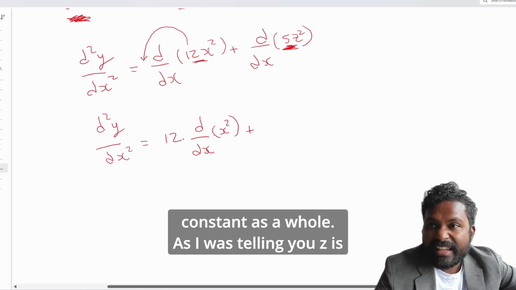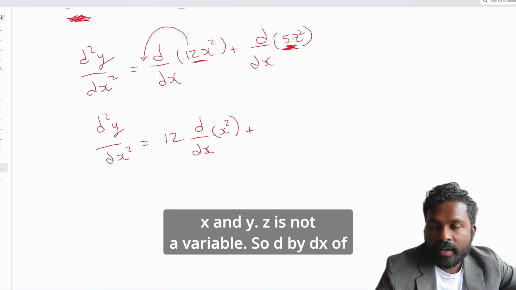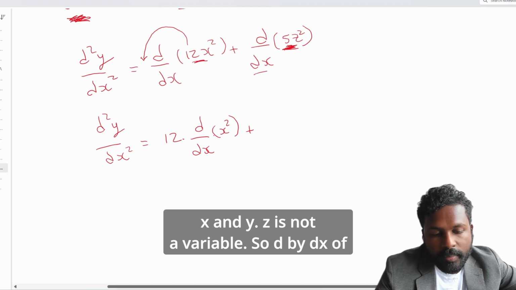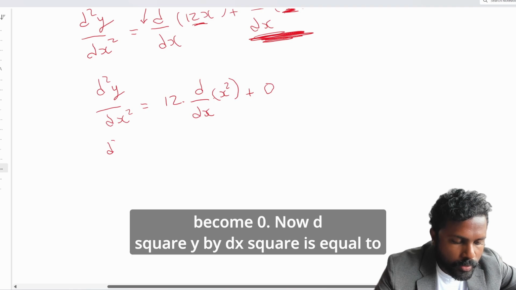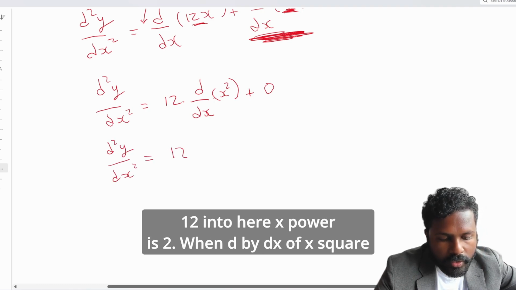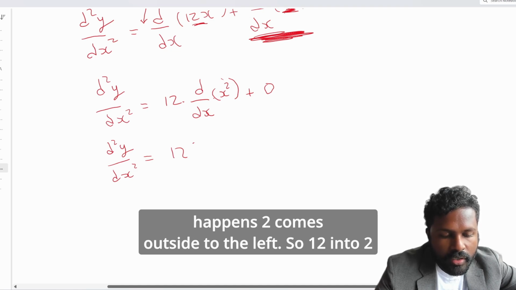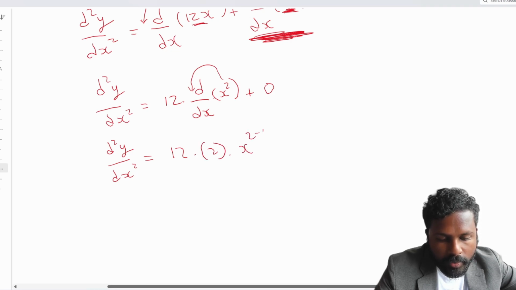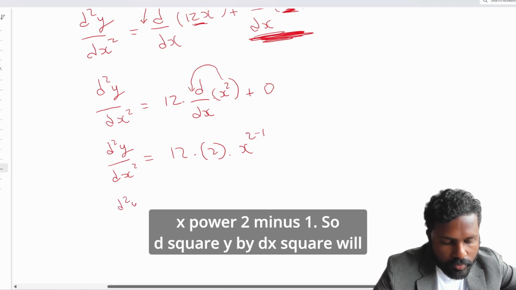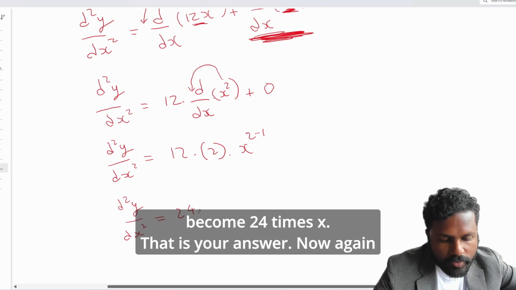As I was telling you, z is treated as a constant because the variables are x and y. z is not a variable. So d by dx of a constant is 0, guys. So that's why this will become 0. Now d square y by dx square is equal to 12 into, here x power is 2. When d by dx of x square happens, 2 comes outside to the left. So 12 into 2 into, since x lost its 2, its power now will become x power 2 minus 1. So d square y by dx square will become 24 times x.